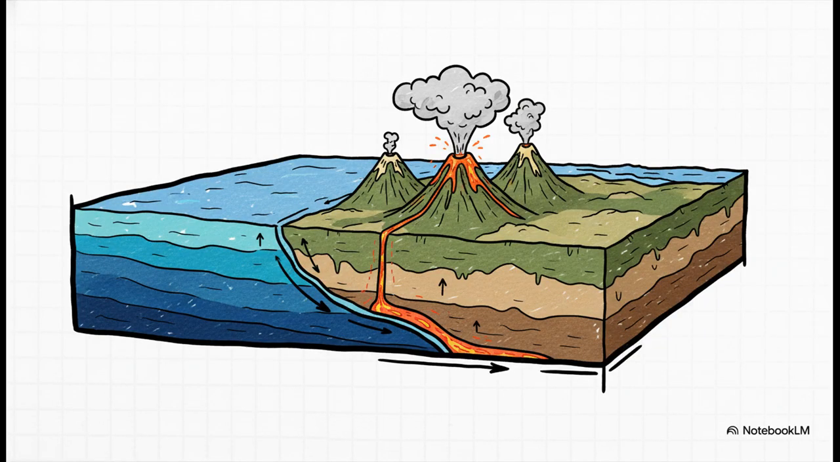And if you want a perfect real-world example, look no further than the Andes in South America. That whole mountain range is basically a long chain of volcanoes running right along the coast. And it's all there because the Nazca plate is subducting, diving, right under the South American plate.